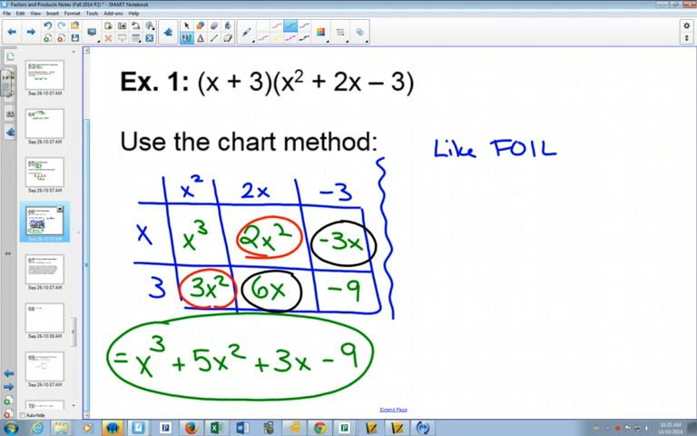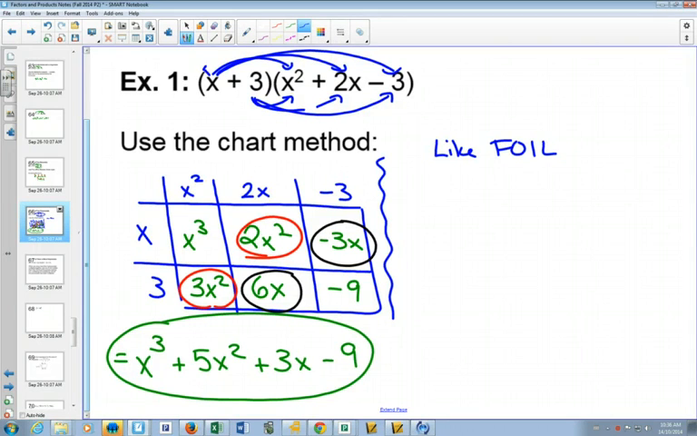Sometimes when you get bigger ones, it's nice to do a chart just because you'll know exactly how many things you need to multiply out to get them all. There is a technique like FOIL for this one as well. This x has to multiply to each of the ones in there, and this 3 has to multiply to each of the ones in there. So I don't know what acronym you would make for that.